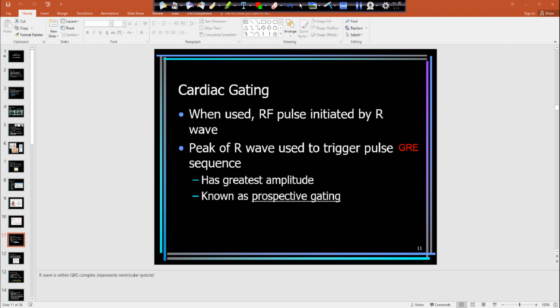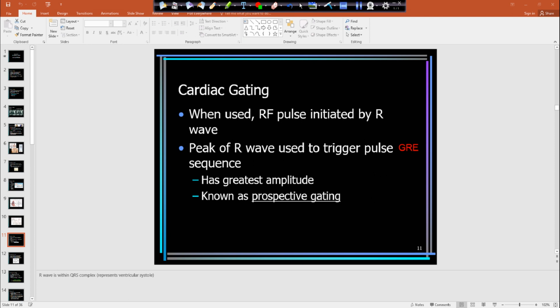And we have two types of gating. We have prospective and retrospective. Prospective is when we're using the peak of the R wave to image just during the point when the heart is relaxing.